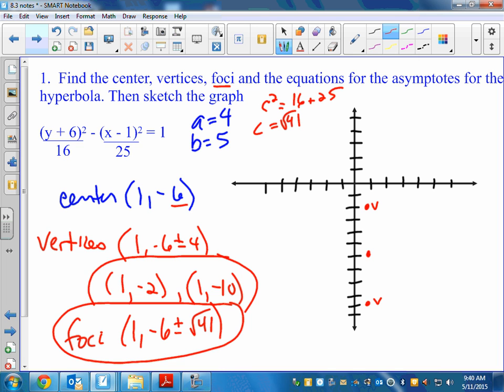So if B is 5 from the center, I know I can go over 1, 2, 3, 4, 5. 1, 2, 3, 4, 5. And again, if that was an ellipse, kind of a weird ellipse because we've made it the wrong way, but that's what you would connect.